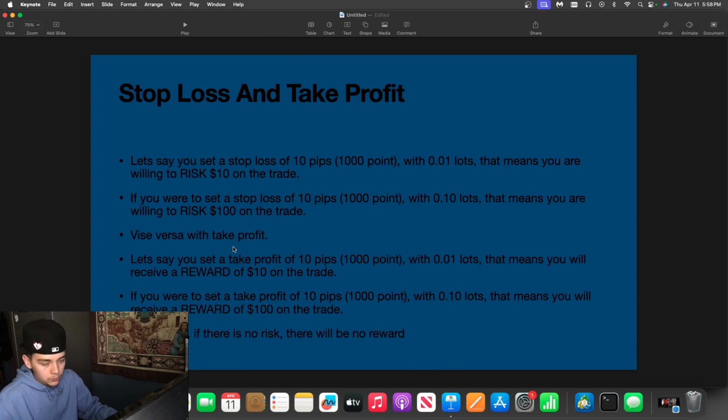Okay. So another important thing is a stop loss and a take profit. Let's say you set a stop loss of 10 pips, which is 1,000 points, with a 0.1 lots. That means you are willing to risk $10 on the trade. Okay. So this is going over stop losses and take profits.